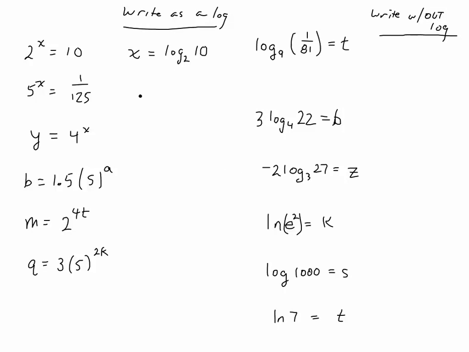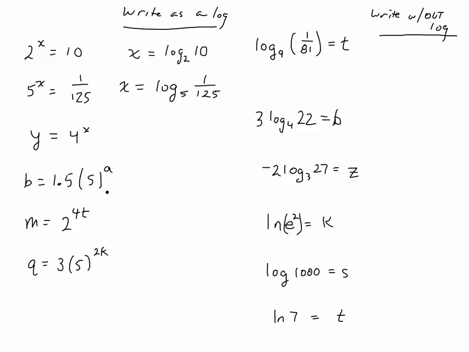All right. Next one. Joe, what exponent is this talking about? It's the exponent of 5 that gives 1 over 125. And so how can I rewrite that exponent? So this should be log base 5 of 1 over 125. Cool.